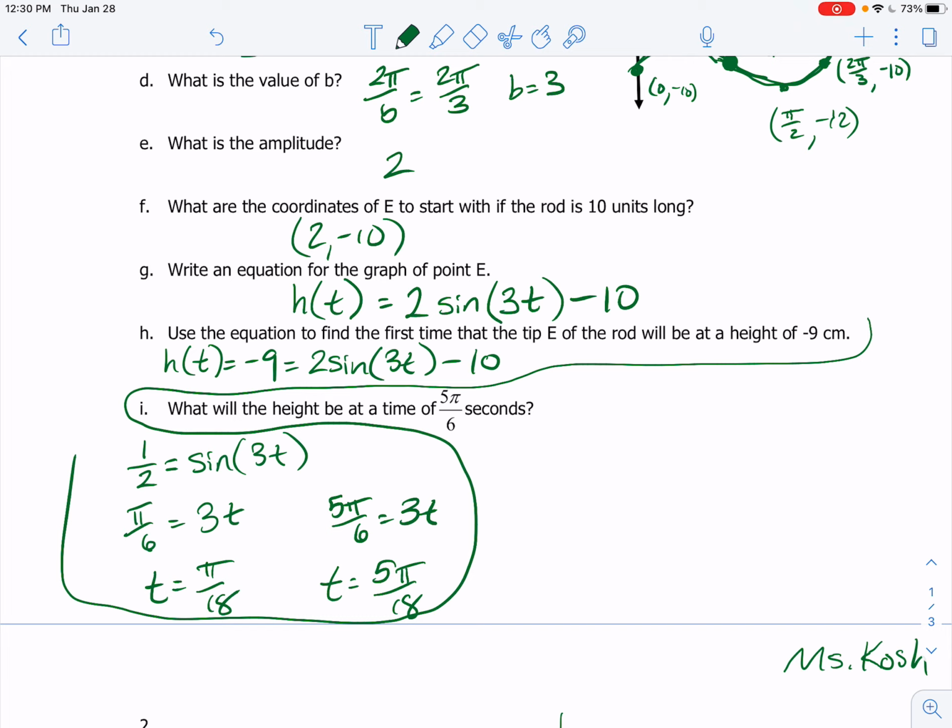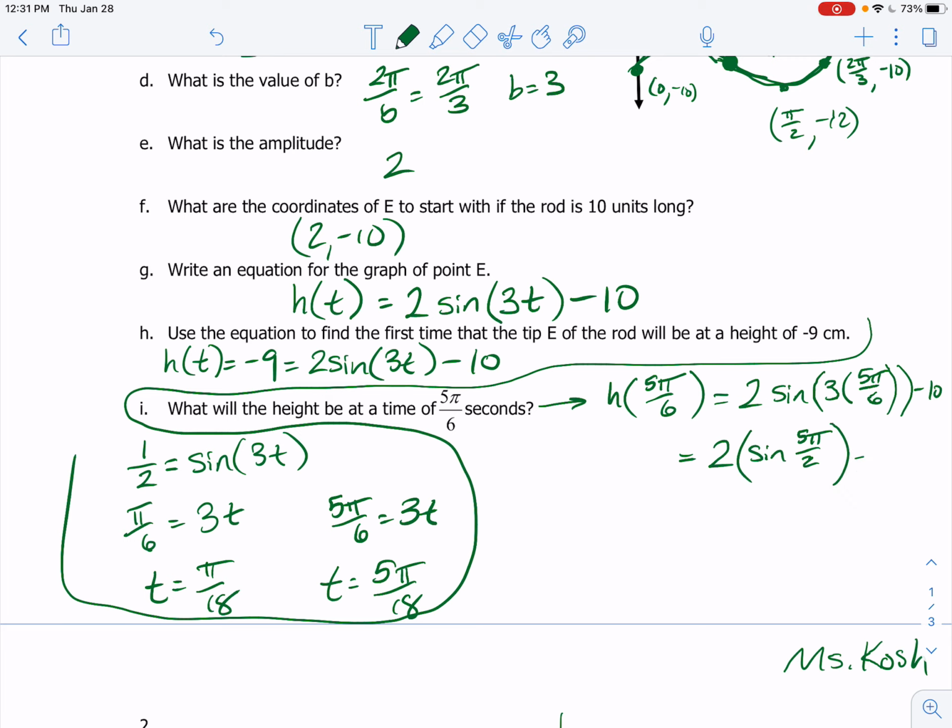Now let's look at this next one. What will the height be at a time of 5 pi over 6? So h of 5 pi over 6, let's plug in that for t. Well, our equation was 2 sine of 3 times 5 pi over 6, minus 10. Okay, this is 2 times, well, 3 can cancel with a 6, giving me 5 pi over 2, sine of 5 pi over 2, minus 10.